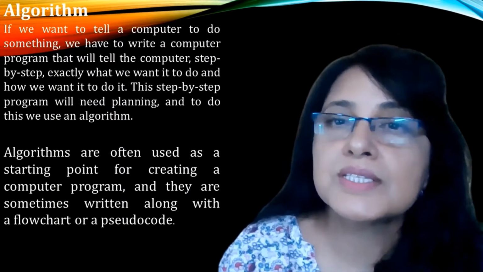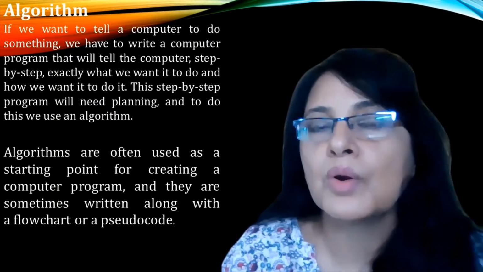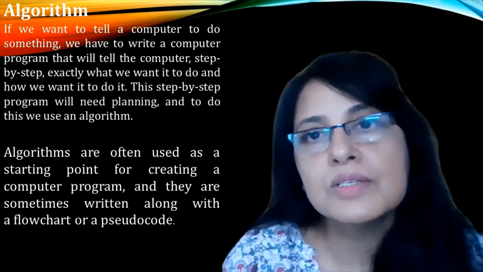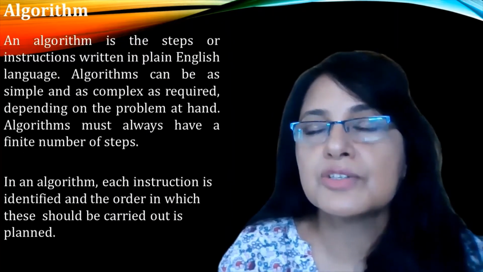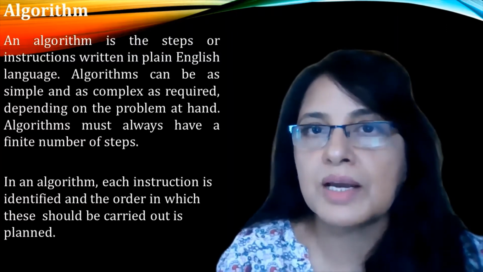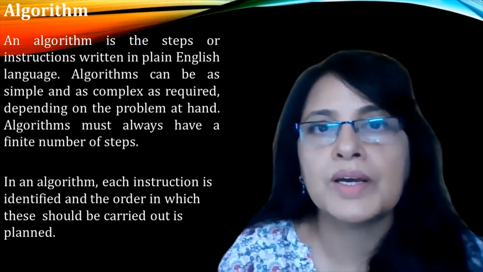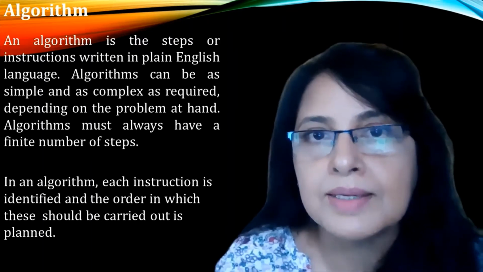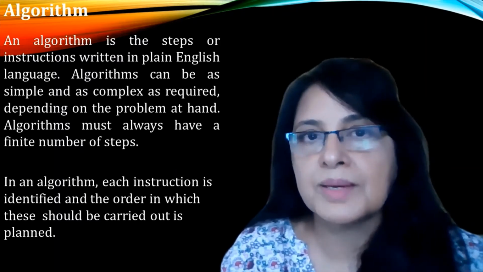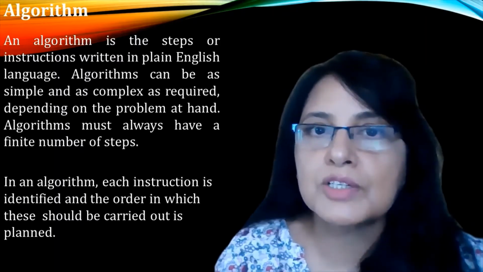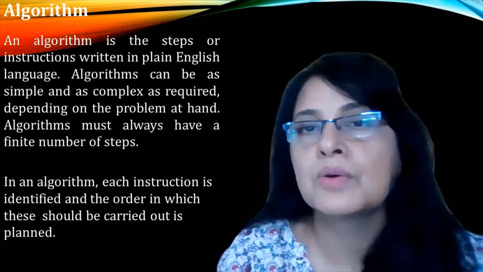Algorithms are often the starting point for creating a computer program, and they're written along with a flowchart or a pseudocode. An algorithm is the steps or instructions written in plain English language and can be as simple and as complex as required, depending on the problem at hand. Algorithms must always have a finite number of steps, and each instruction is identified and the order in which these should be carried out is planned.